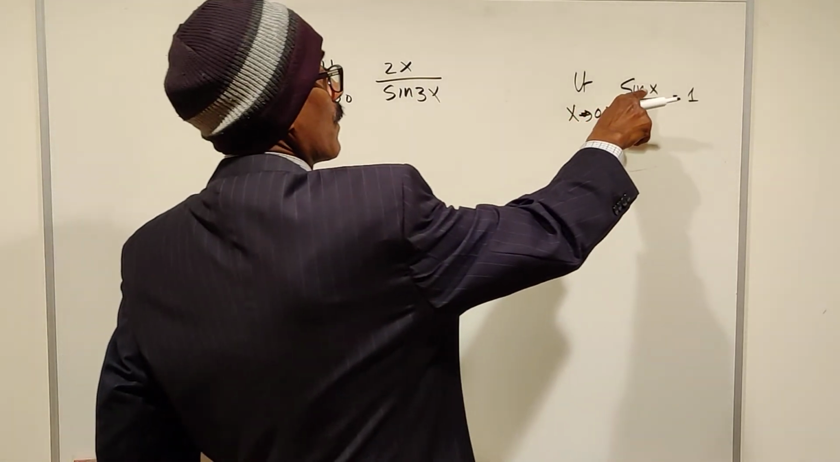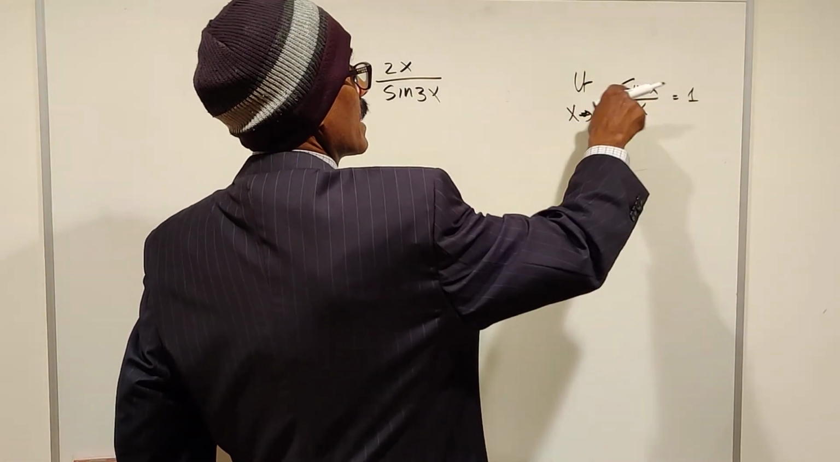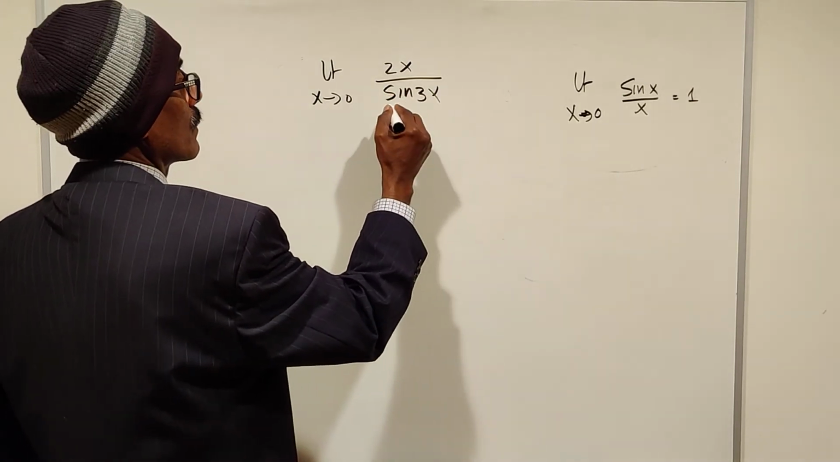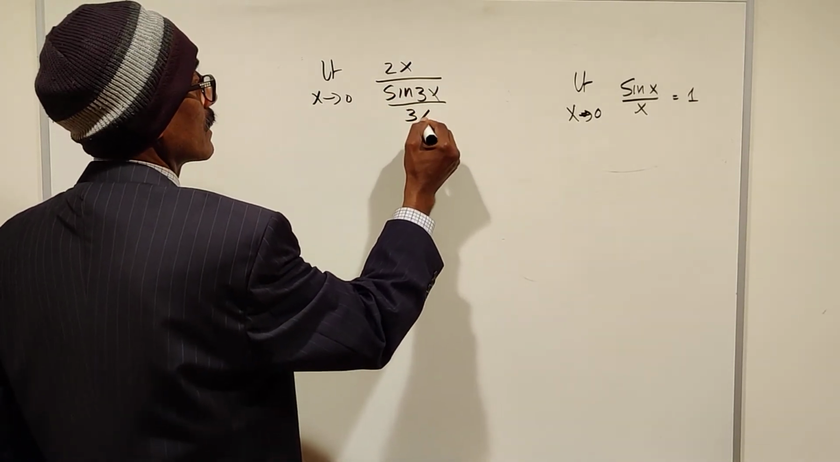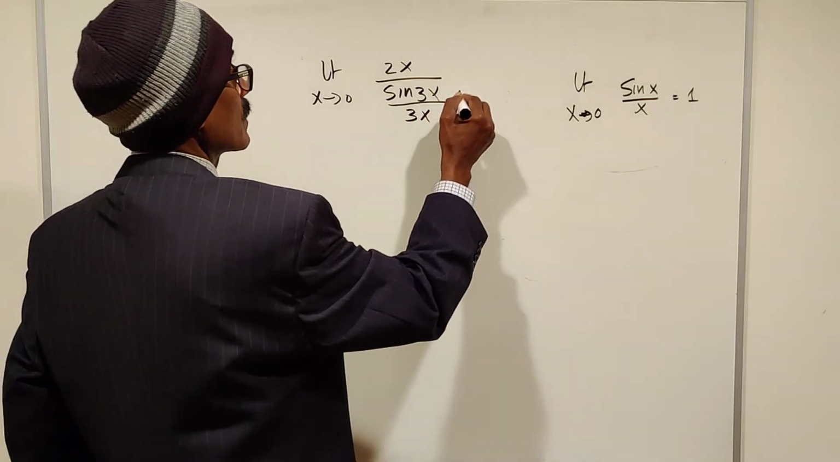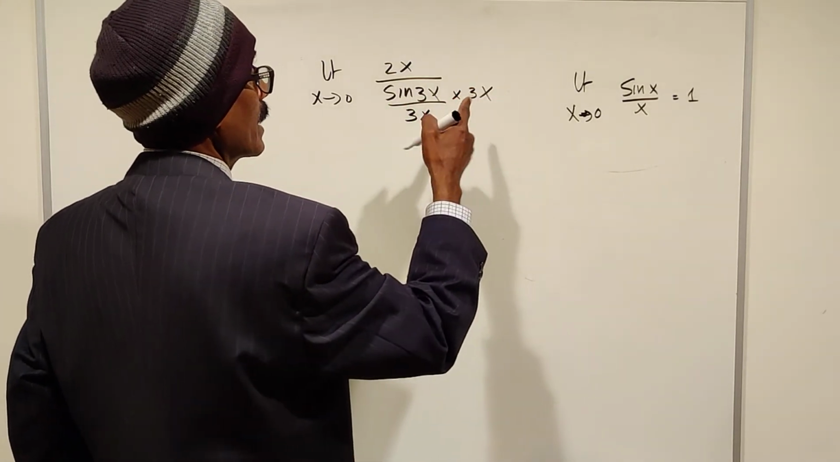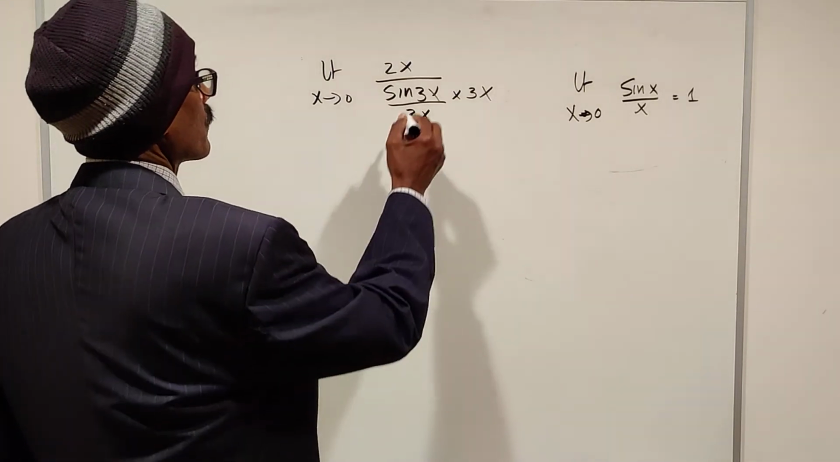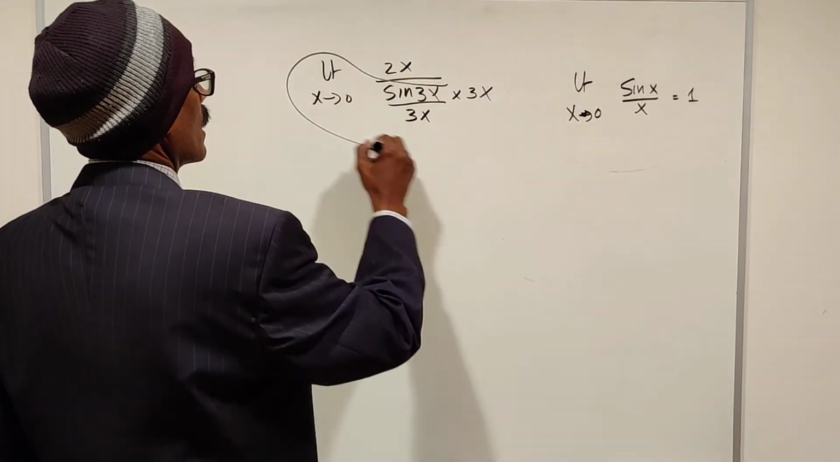See, this is the formula: limit x tends to 0, sine x by x is 1. Here we have only sine 3x, so we need to divide by 3x here, and at the same time multiply by 3x. Why? Otherwise the value of the function changes. Okay, this one is 1.